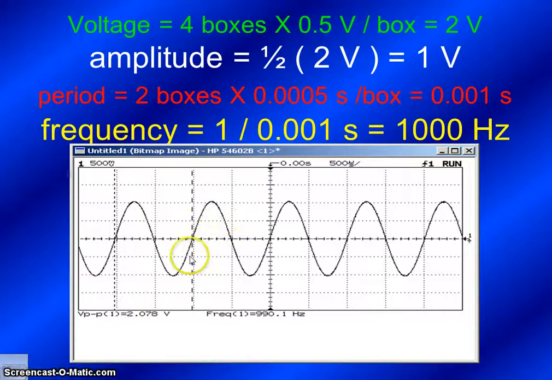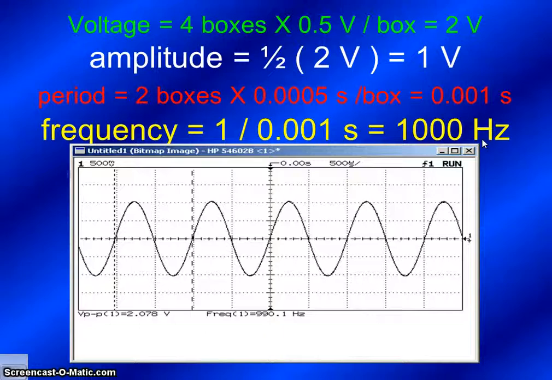When you're finding the period, it's going to be 2 boxes, and if it were 0.0005 seconds per box, then you'd find that the period is 0.001 seconds. To take the frequency, you're going to take the inverse of that, which means 1 divided by that number. And when you do that, this is what's amazing, it becomes 1000 hertz. A lot of times kids are expecting really small numbers there, and you don't get it with this one.